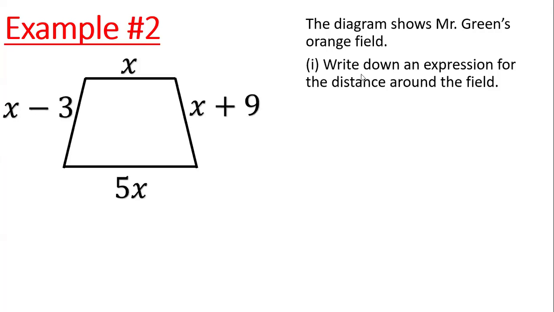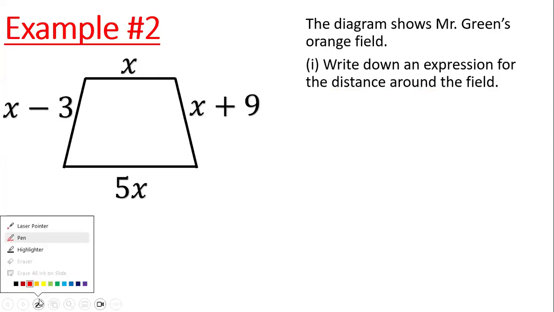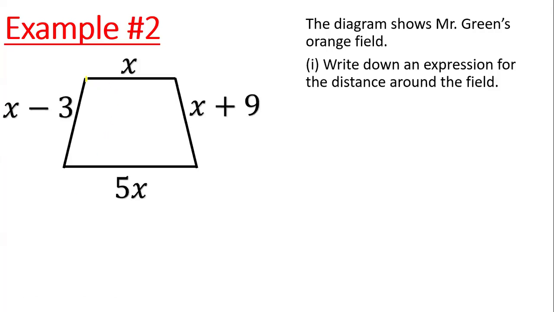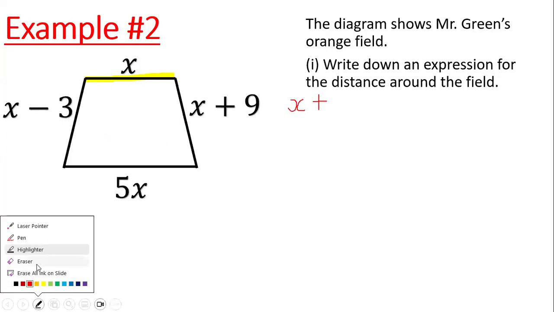So they want the distance around the field. Give me one word that means distance around a shape. What word do they want? Perimeter. Perimeter. Very good. So they want the perimeter of the shape. If we're trying to find the perimeter, the first thing we're going to do is use X. So it's going to be X plus what else? X plus 9. Very good.